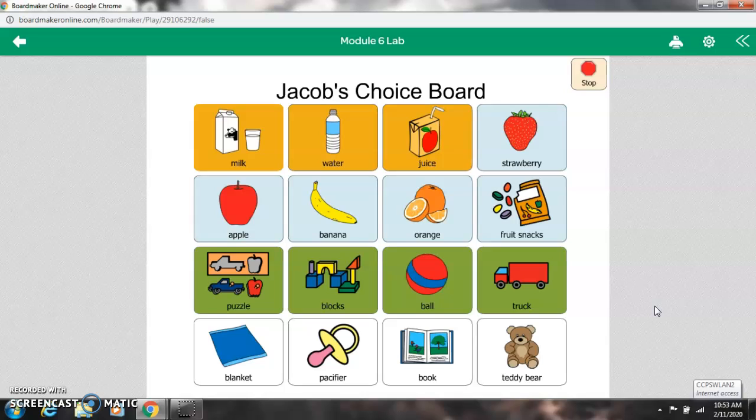So there's an example of a walkthrough of this talking communication board that I've created. I think it would be beneficial for, again, a younger individual, maybe at home or in a leisurely setting to communicate their wants and needs.